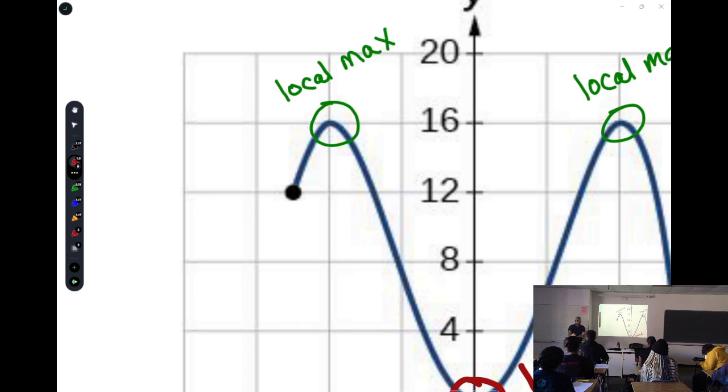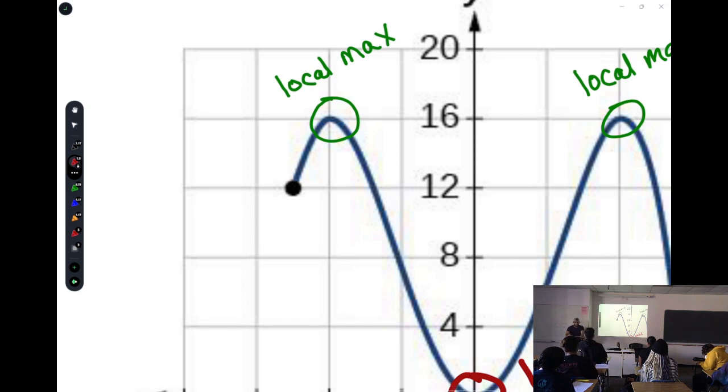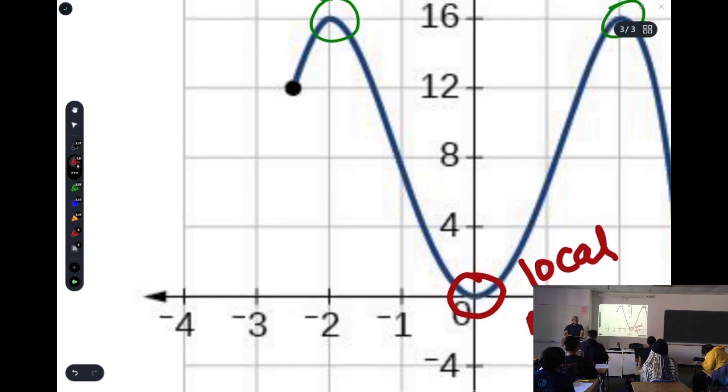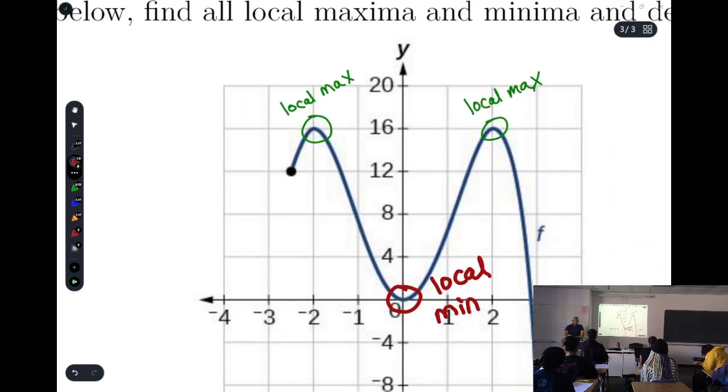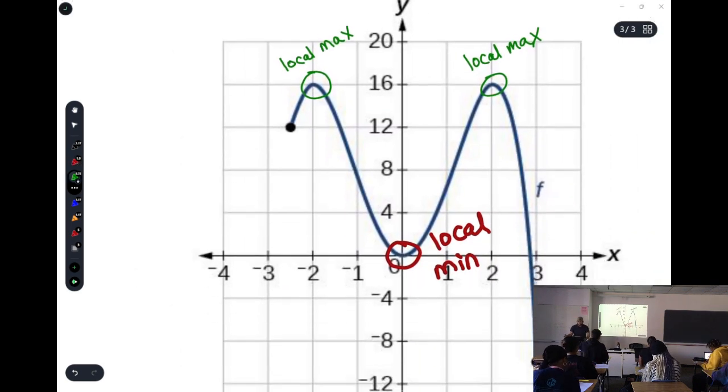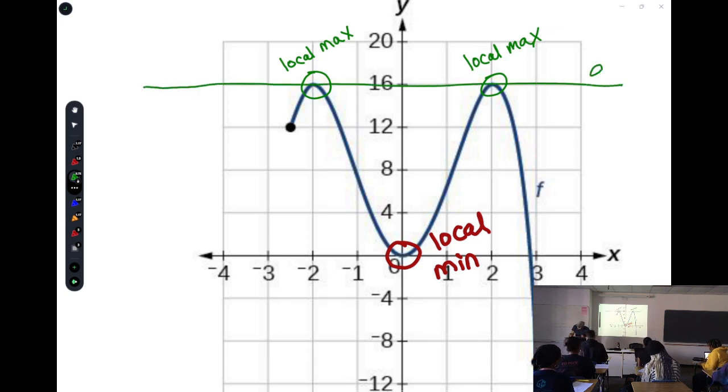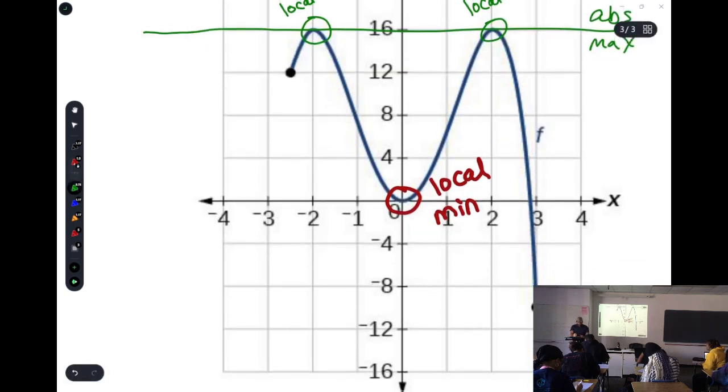If you see that shape, it's a max. If you see that shape, it's a minimum. Cool? But now absolutes are a little bit different. What's the absolute tallest point on this blue line? Boom. Absolute max.